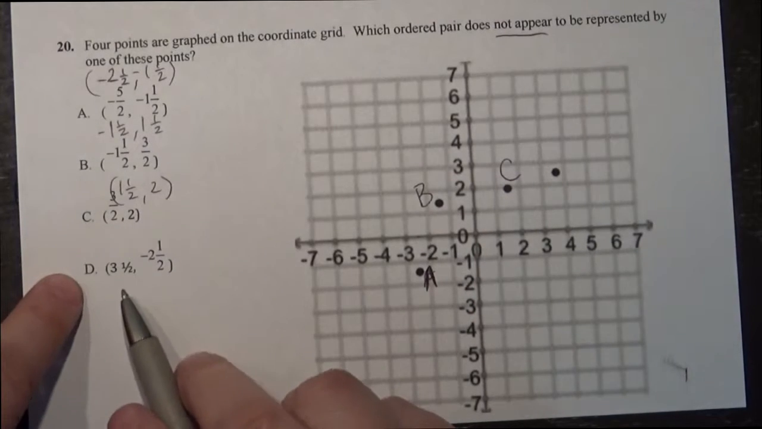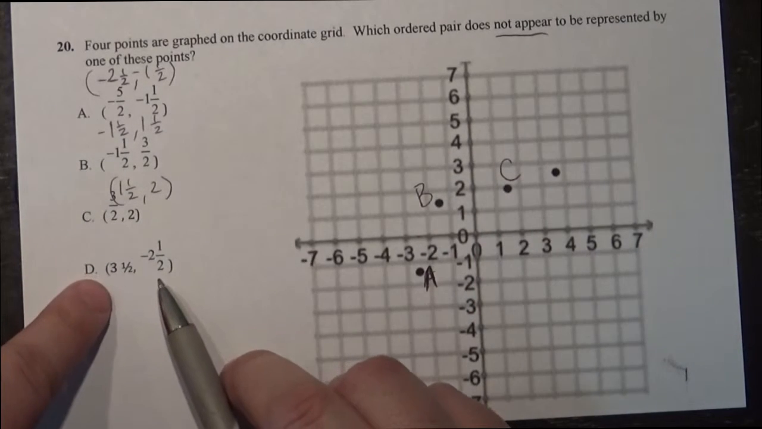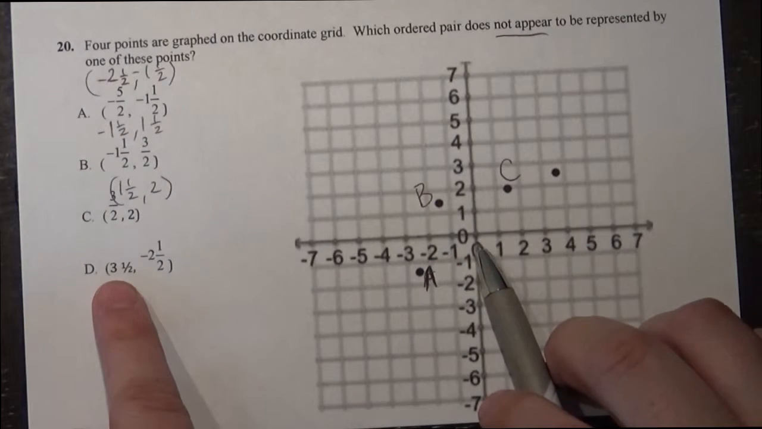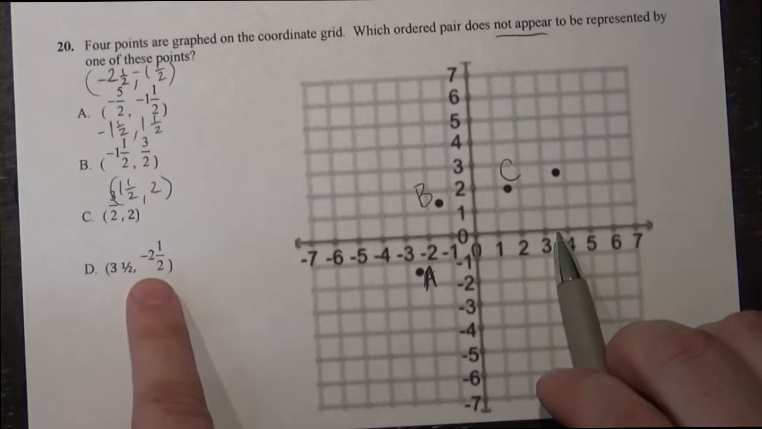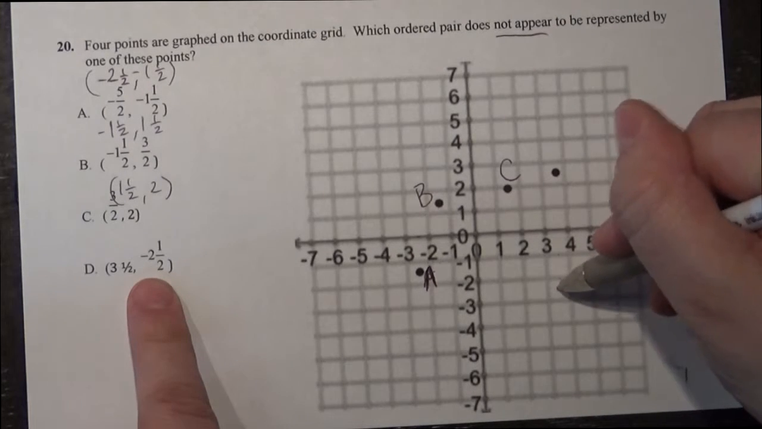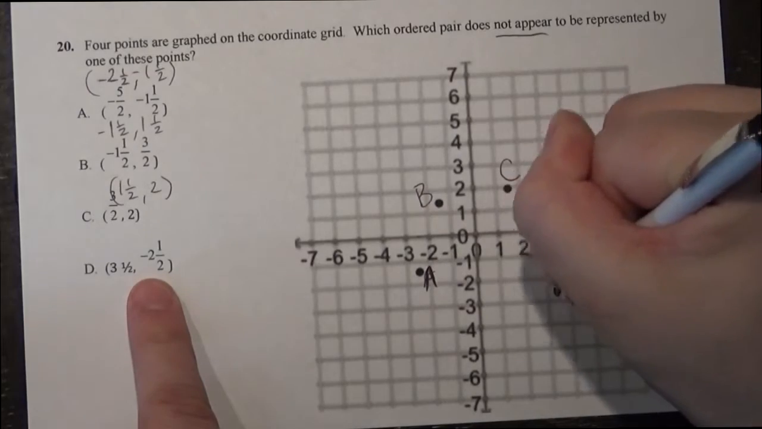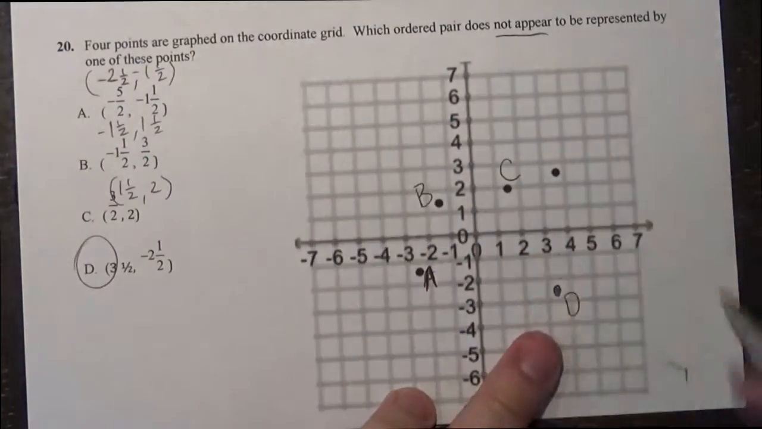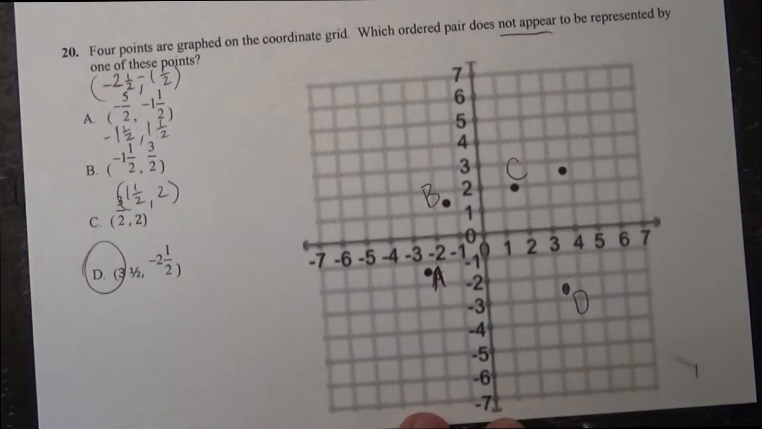And then I have letter D, 3 1/2, and then -2 1/2. Let me go over here to my origin. I go over 3 1/2. There's about 3 1/2. And then I go down -2 1/2. 1, 2 1/2. So point D would be right here, but it appears that point D is not actually there. I had to create it myself. So point D is actually my answer.